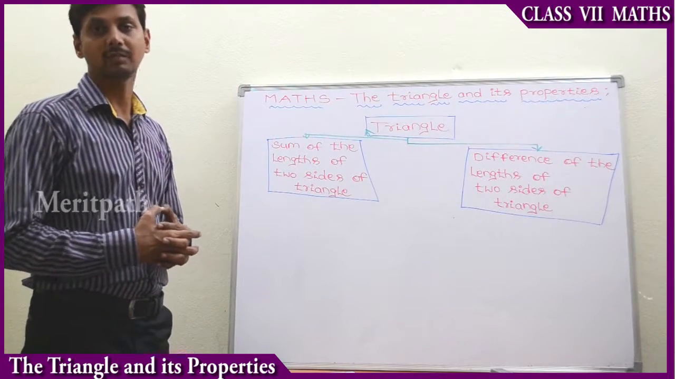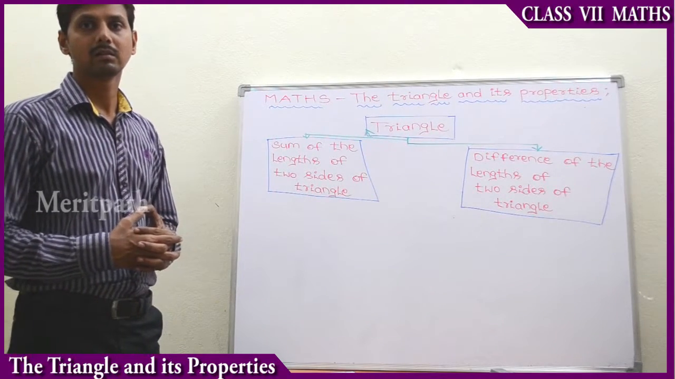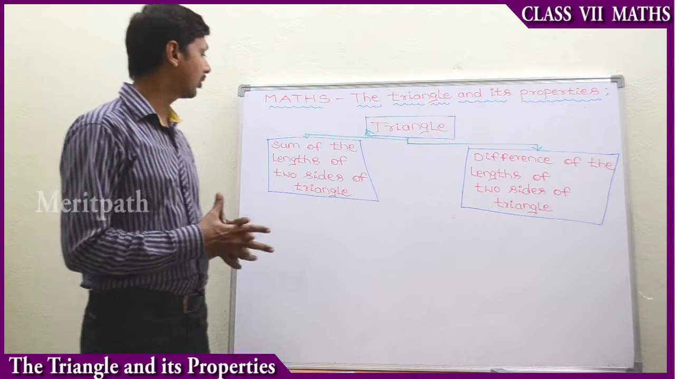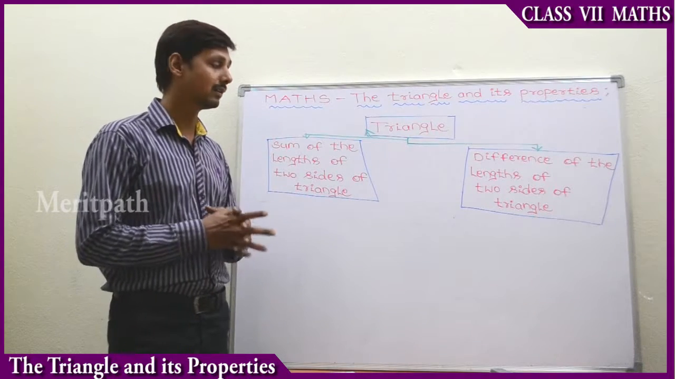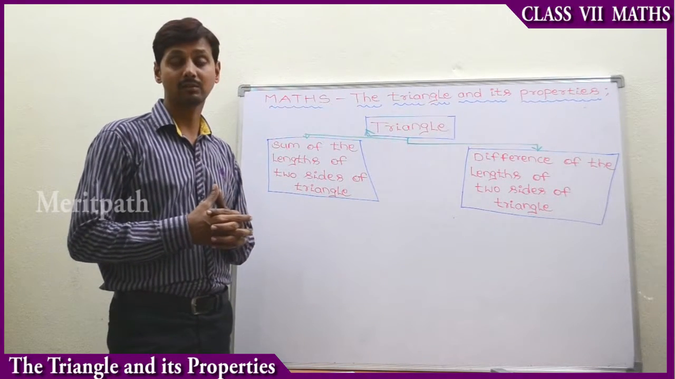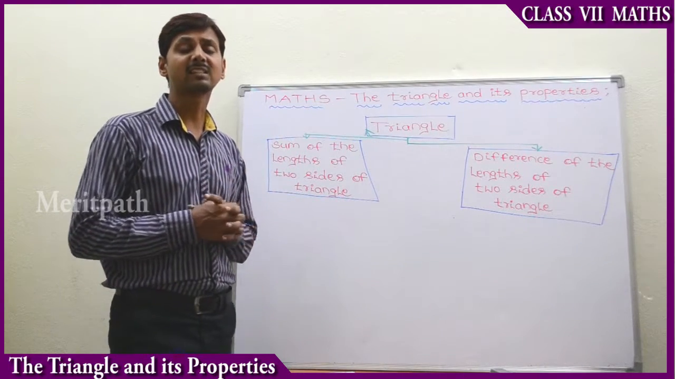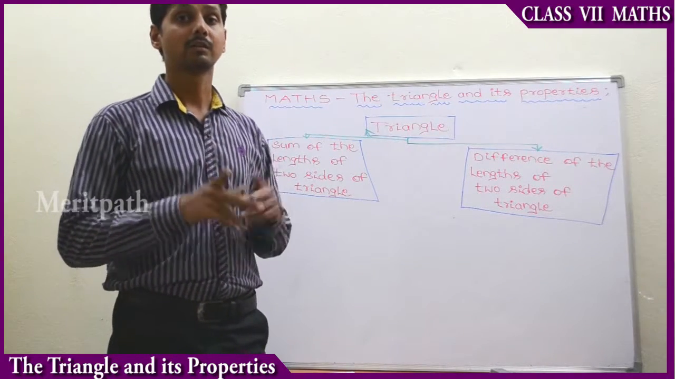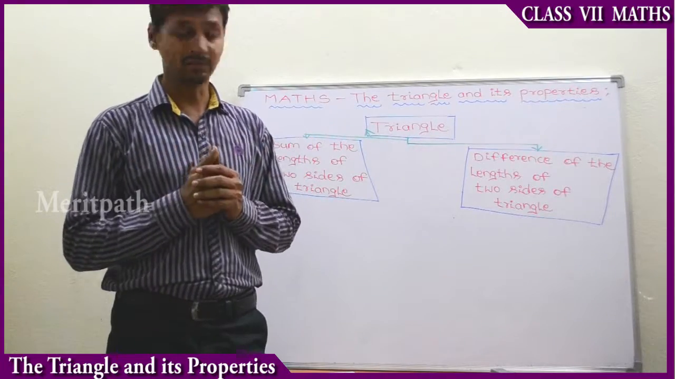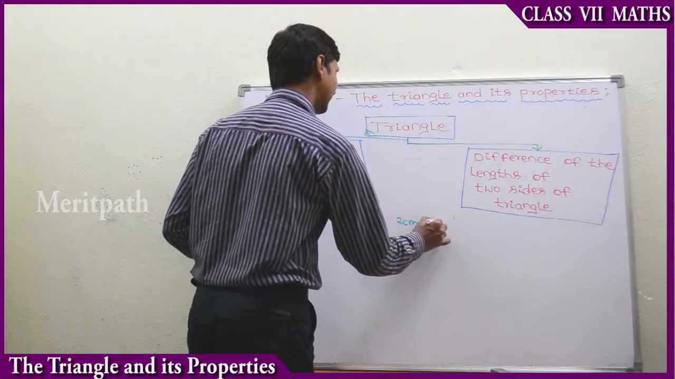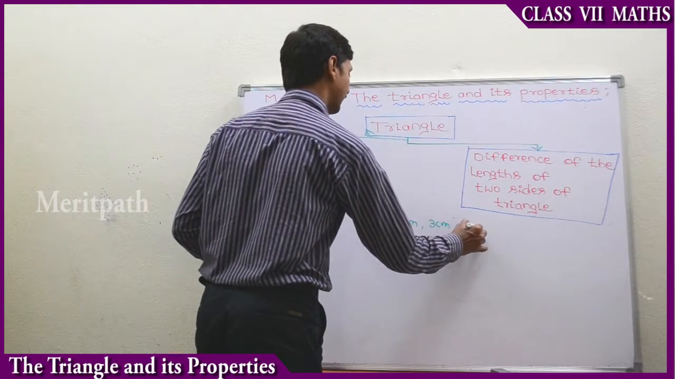Some of the properties of a triangle related to its sides: the sum of the lengths of the sides of a triangle, and the difference of the lengths of the two sides which I have taken. In some cases, if we take 2 centimeters, 3 centimeters and 5 centimeters.